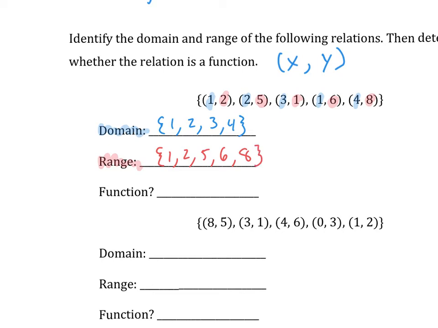And then we have to determine yes or no, is this a function? Well, a function means that every input has only one output. In this case, our domain is actually smaller than our range, and that's because 1 corresponds to 2 and to 6. So 1 is an element of the domain that actually has 2 outputs, so it is not a function here. No, not a function.